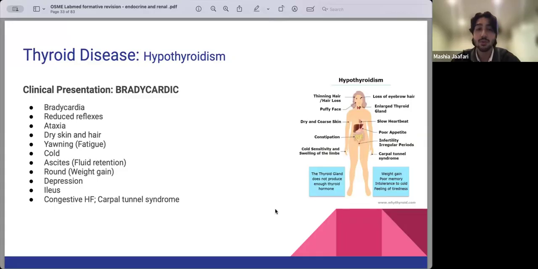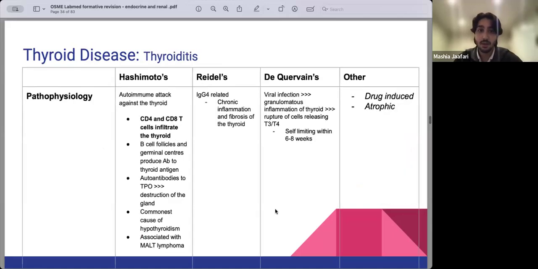And the skin and hair findings are also quite useful to know. So they usually have quite dry skin and brittle nails. So brittle nails, dry skin, and again, the hair is also quite dry and it breaks quite easily. So it's brittle usually. So those are the characteristic symptoms of hypothyroidism.